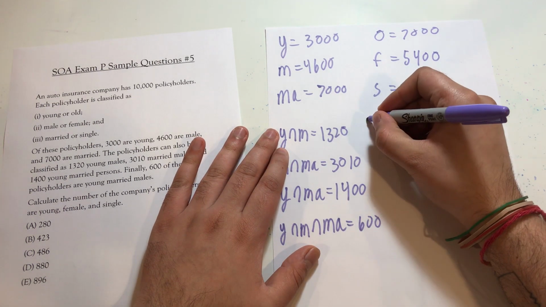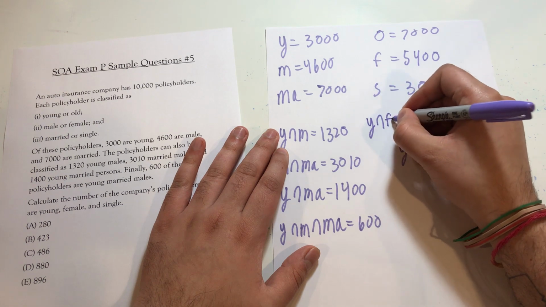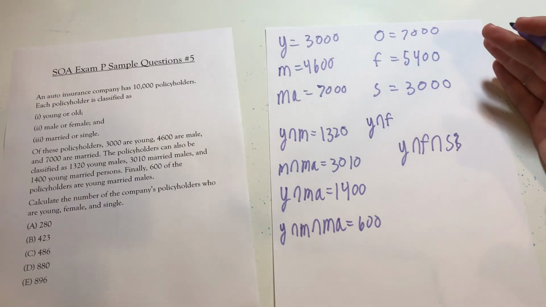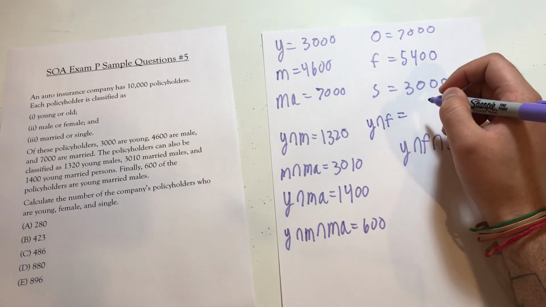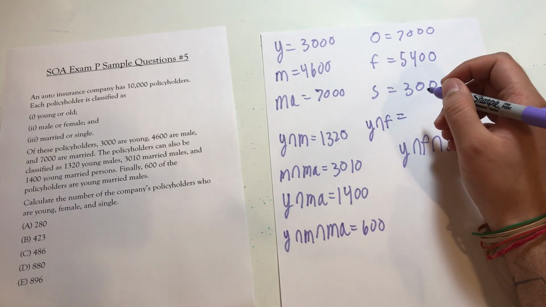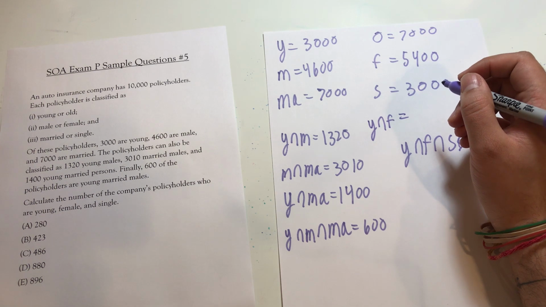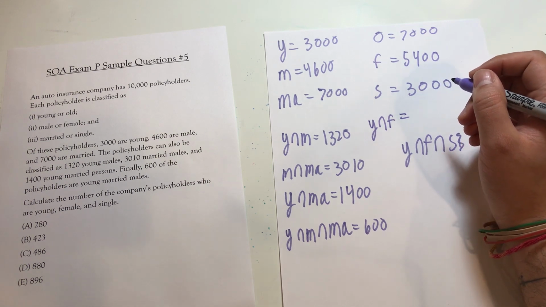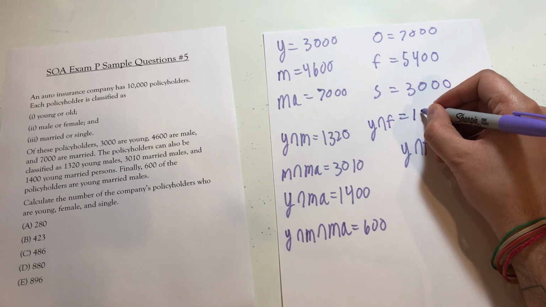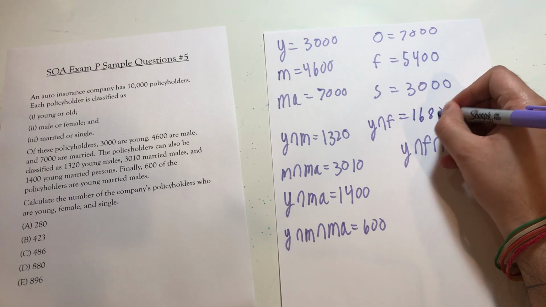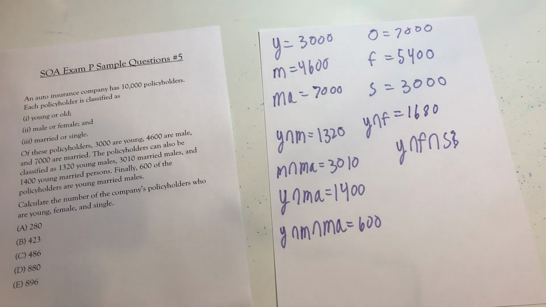Therefore, if you're young and female, that would be the rest of the young people, right? So that would be obviously 3,000. I'm going to use a calculator just to not make an embarrassing simple math mistake. 3,000 minus 1,320 gets us 1,680 people who are young and female.